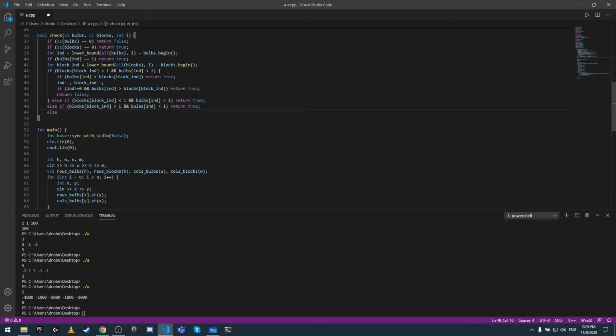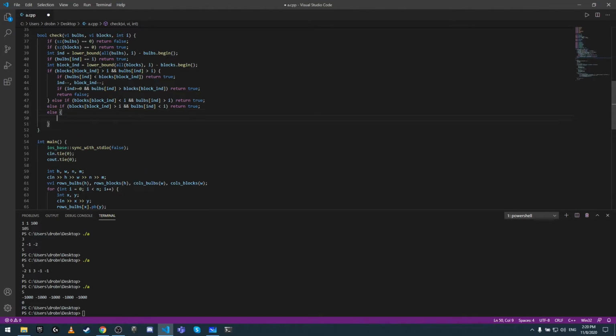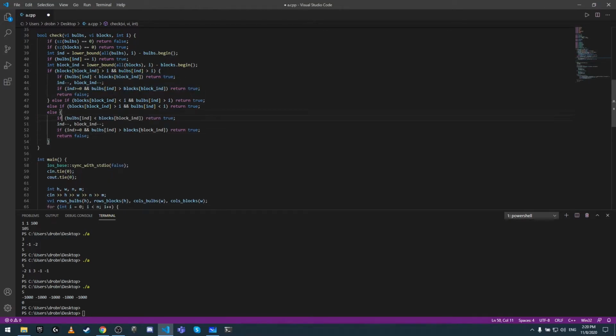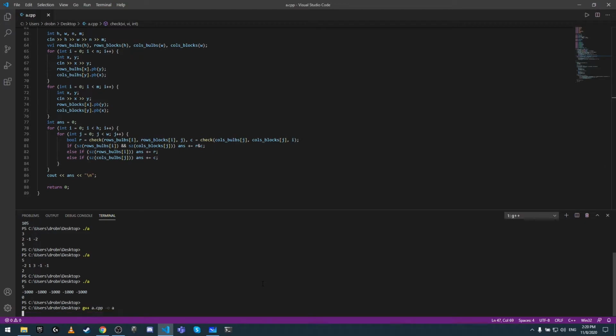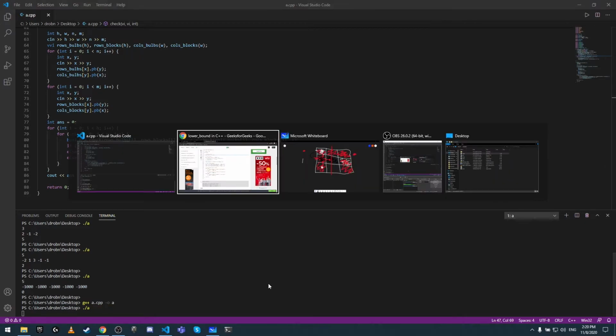Else it's the same check, I think. Except in here what we do is we do this and then bulbs index is bigger. Now index is smaller than size of bulbs. And this might do it. It's pretty garbage as you can see, but we will see what will happen. Hopefully it won't crash.